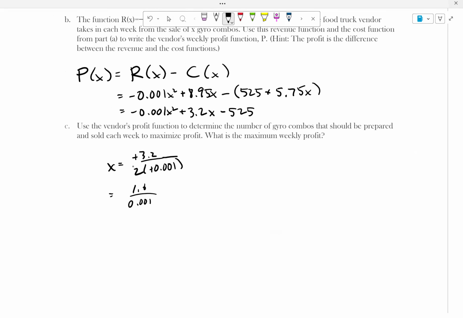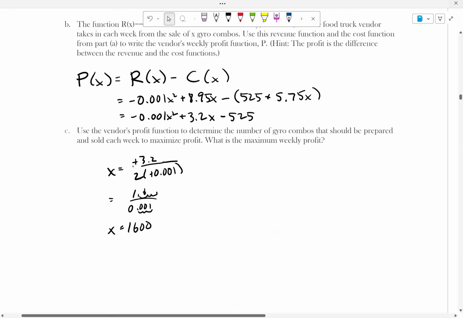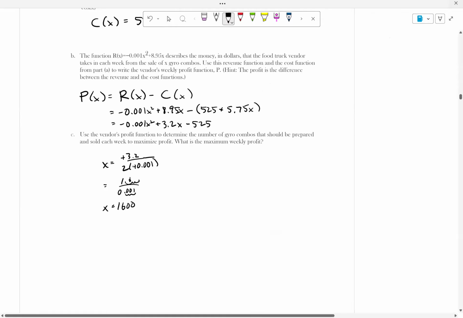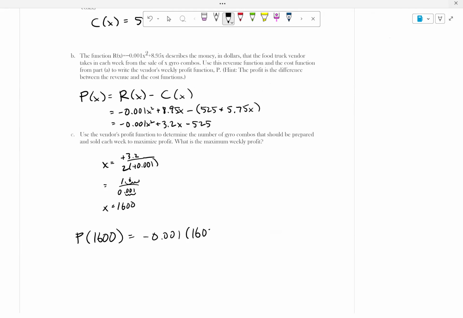You better not need a calculator for this. Just multiply top and bottom by 1,000, or move the decimal 1, 2, 3. Yeah, that's why the answer is 1,600. X equals 1,600, which means, remember, X is the number of combos that need to be prepared. To get the profit, we have to plug that into our profit function. So P of 1,600 is equal to negative 0.001 times 1,600 squared plus 3.2 times 1,600 minus 525.